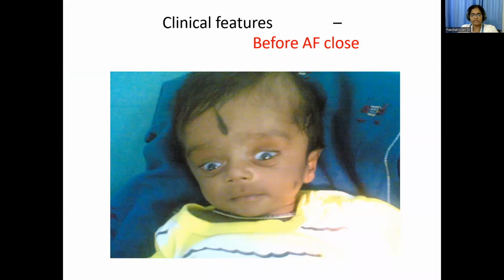So here you can see this is called the setting sun sign or sun setting sign. As you can see, maximum amount of the sclera is seen and lesser amount of the cornea is seen. This is another picture of the sun setting sign. Actually, this picture is more clear. As you can see, more of the sclera is seen.